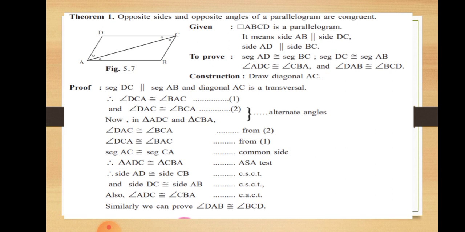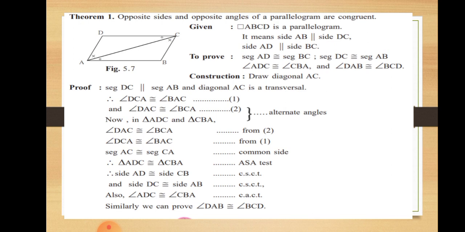For this, refer to page number 60 of the textbook. Here the first diagram is drawn, in which ABCD is a parallelogram as shown in the figure. According to this, what are the given things? ABCD is a parallelogram. The name itself indicates that opposite sides are parallel to each other. The opposite sides are AB and DC, as well as AD and BC.